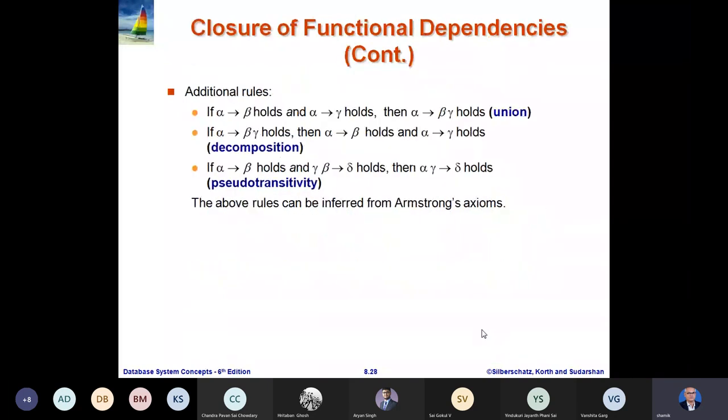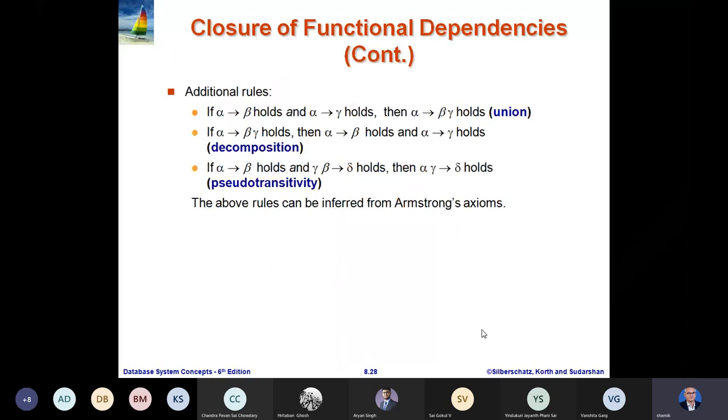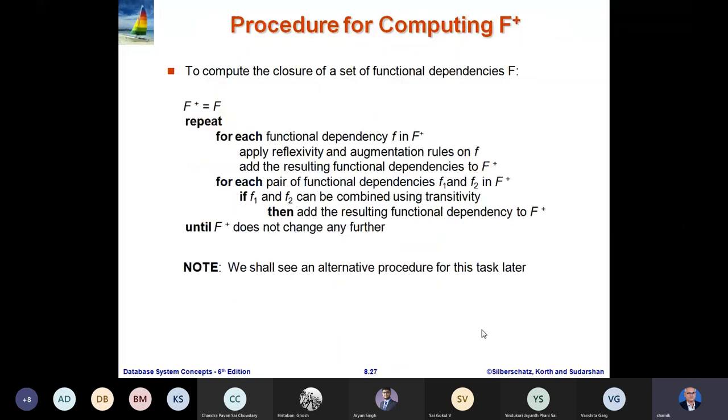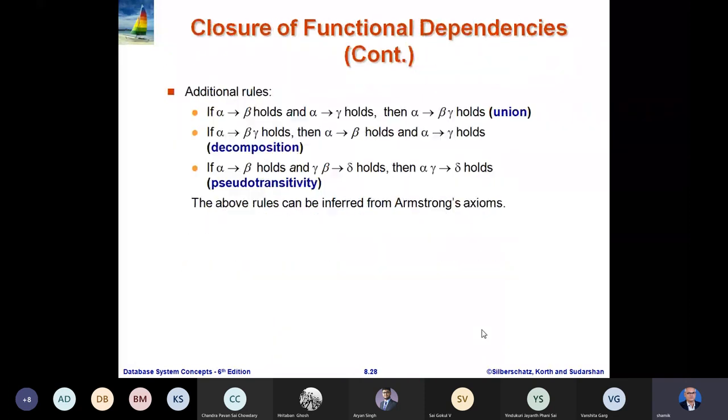We also have some additional rules. But instead of going into that, which might make things a little confusing if taken together, I'll stop here. Tomorrow I'll take a look at some of the other rules and then actual examples of computing F plus from F. So that I will take up in tomorrow's class.